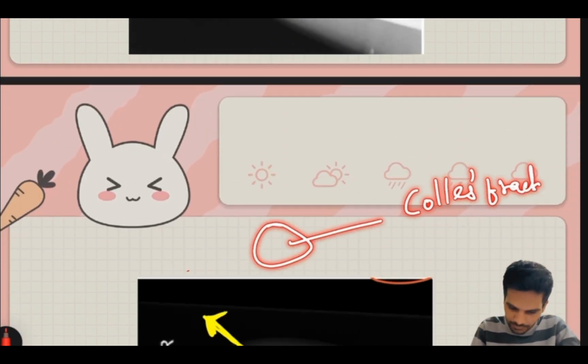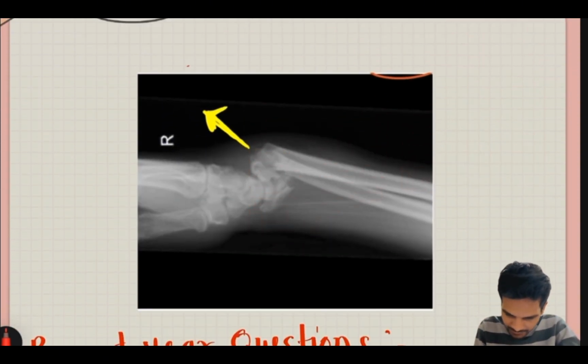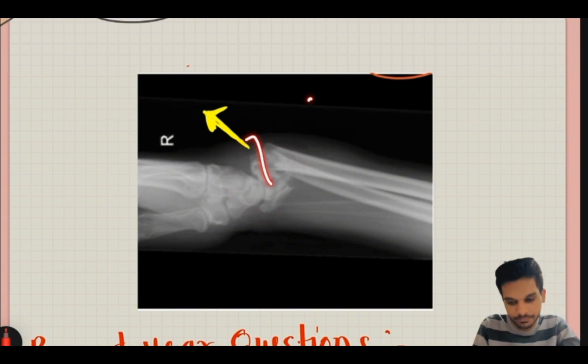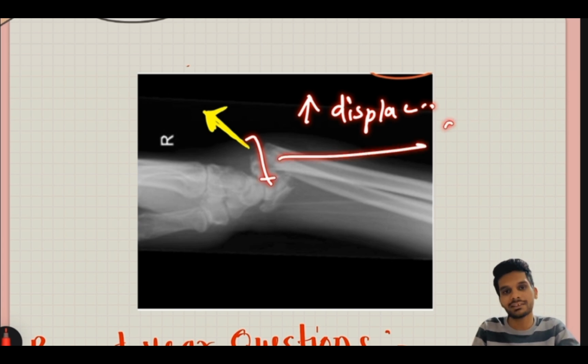In the second X-ray, you can see there is a fracture at this point. The displacement is upward displacement. This fracture is known as Smith fracture. These two fractures are basically important for NEET PG and FMG exams.